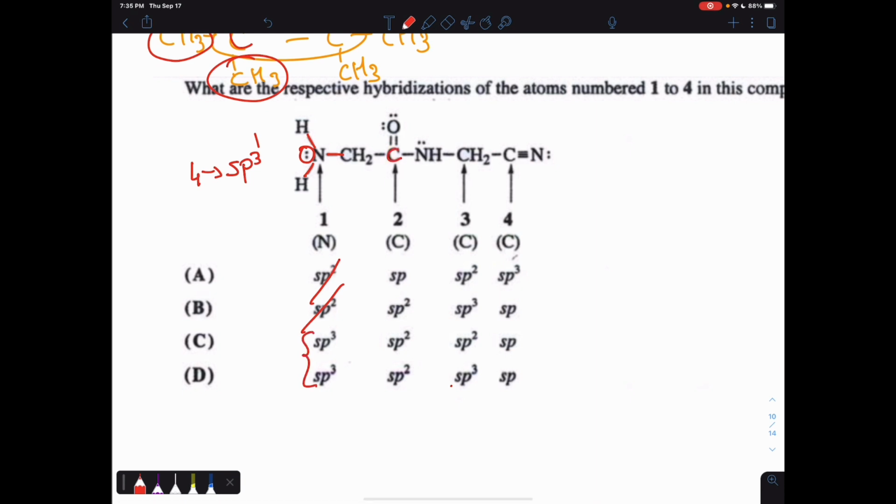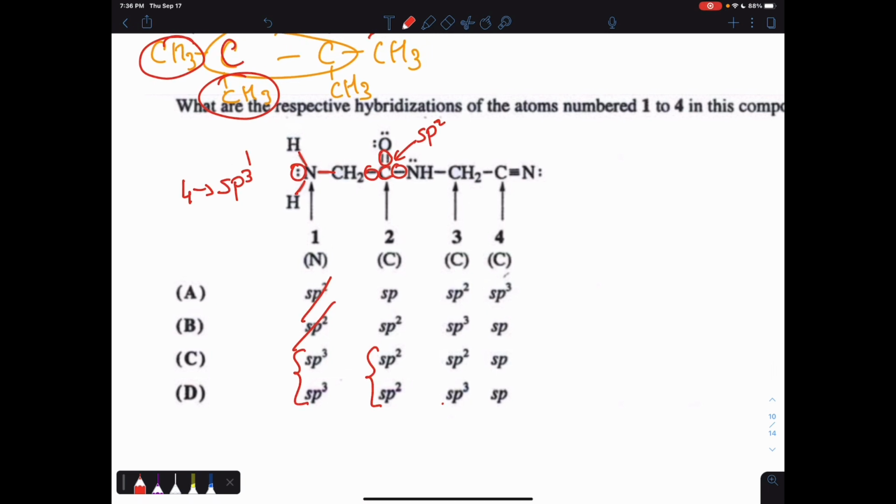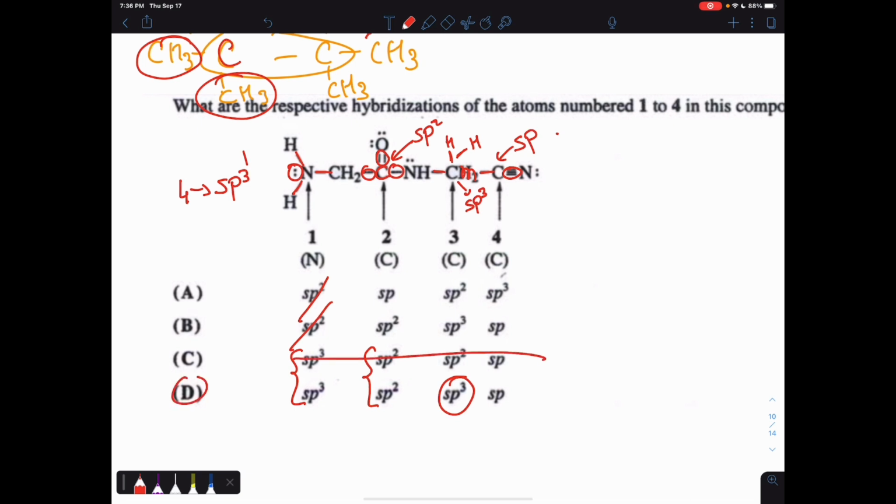Looking at this carbon right here, it's connected to 1, 2, 3. So this one is sp2. So the only two choices still are C and D. Looking at the third one, well, this CH2 is H and H, right? So it's 1, 2, 3, and then 4. So that's sp3 hybridized. So it's this one. Just to make sure of my final work, I'm going to look at carbon number 4. It's connected to 2, and it's sp hybridized. Well, I can't tell, but I know that this is going to be wrong, so it's going to be D.